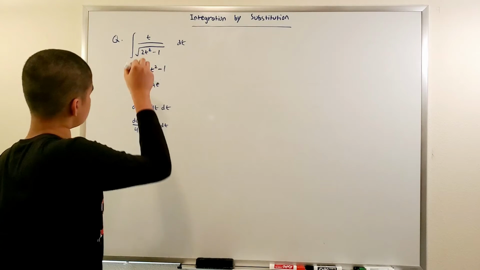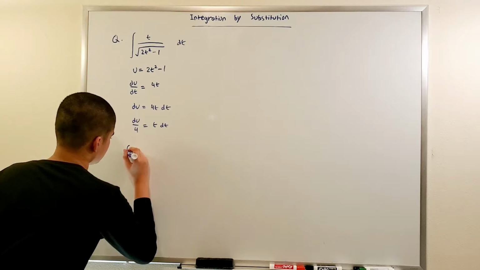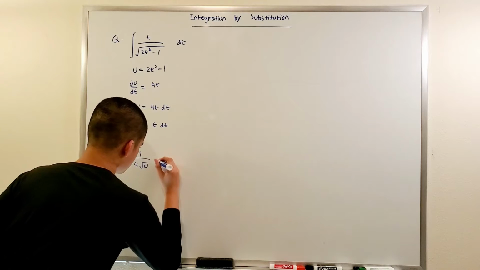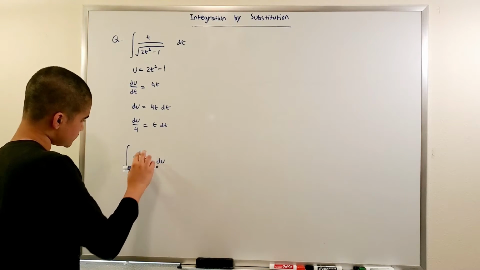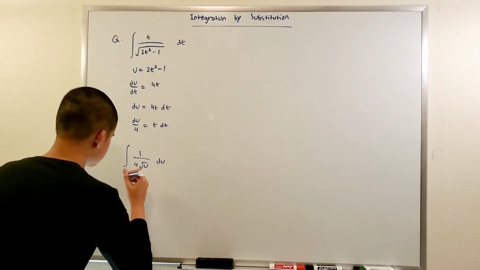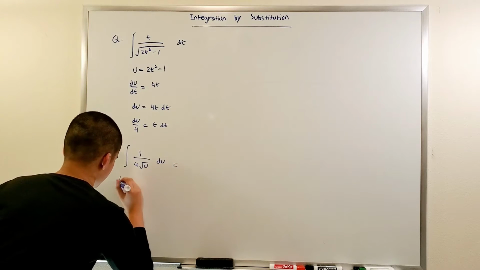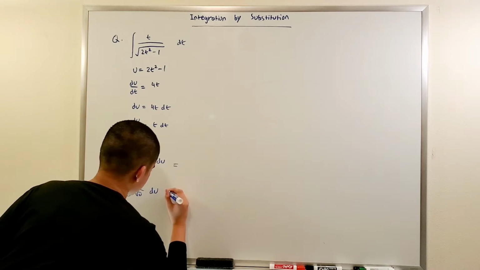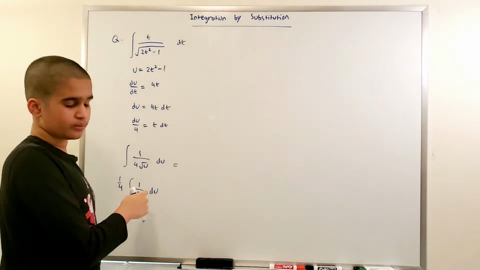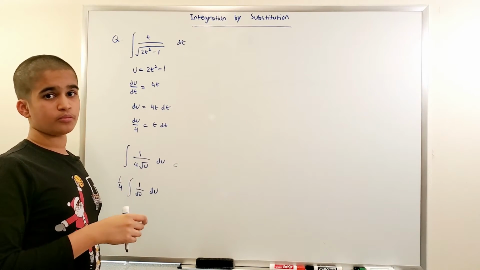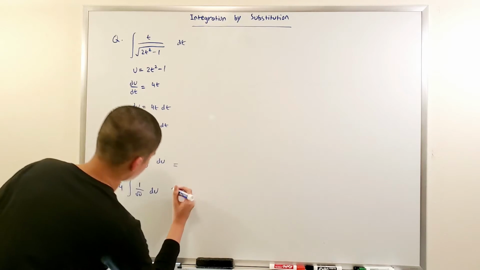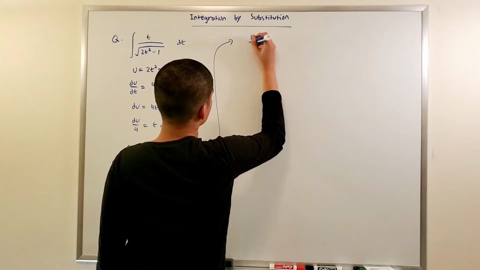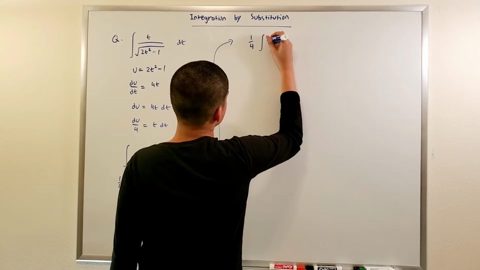Substituting this back in the original integral, we get that this equals the integral of 1 over 4 times the square root of u du. Since 1 over 4 is a constant, we can take it outside the integral to rewrite this as 1 over 4 times the integral of 1 over the square root of u du. Now notice that we can rewrite 1 over square root of u in index form as u to the power of negative half.